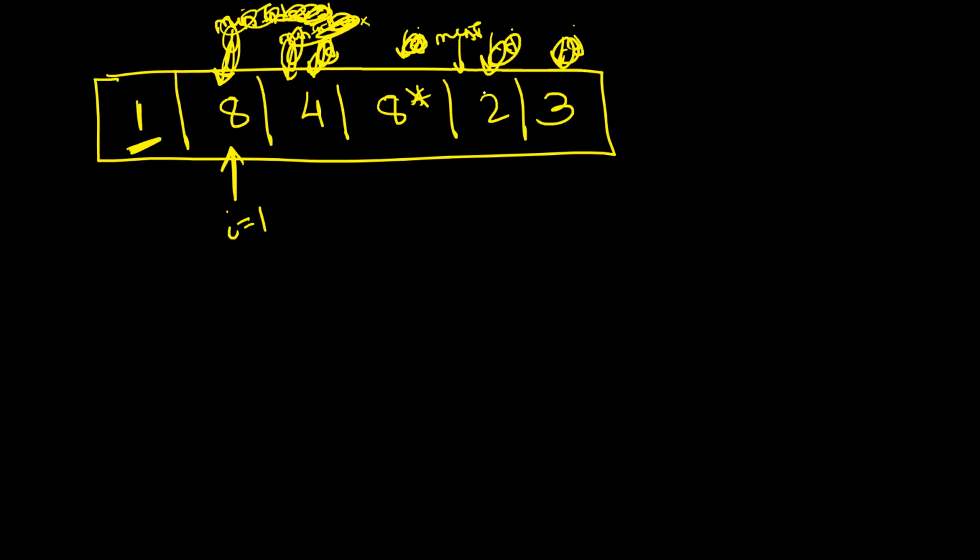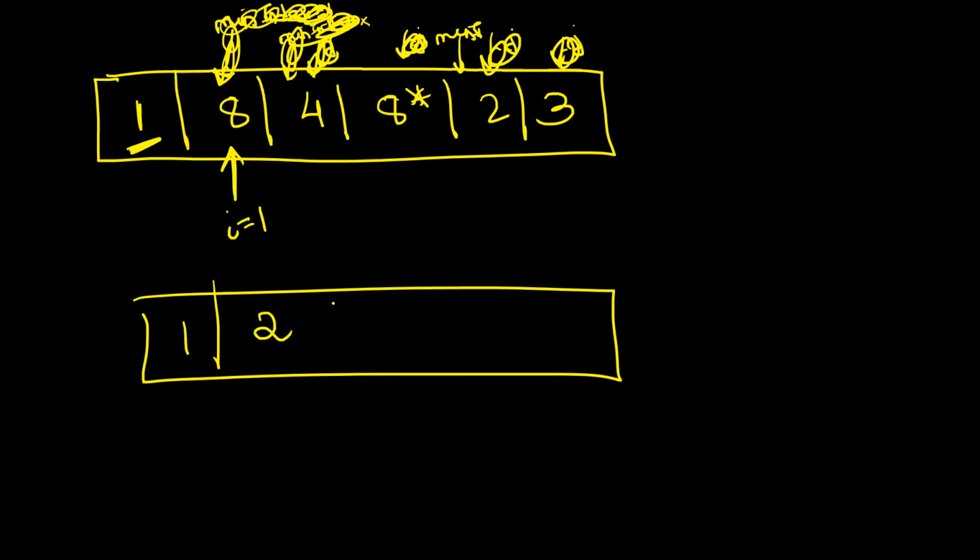And where should this 2 go? This should go at index number I. So I will swap ARR of I with ARR of min index. So what happens? 1, 2, 4, 8 star, 8. Making sense, guys? Now I have performed 2 passes of selection sort.